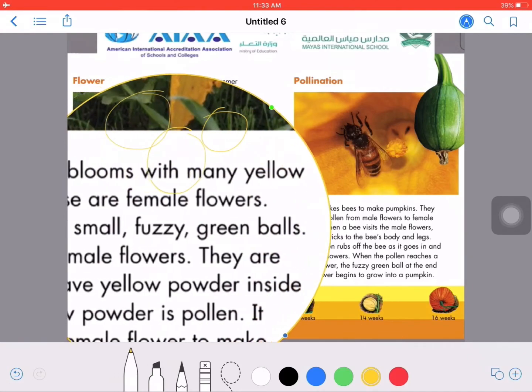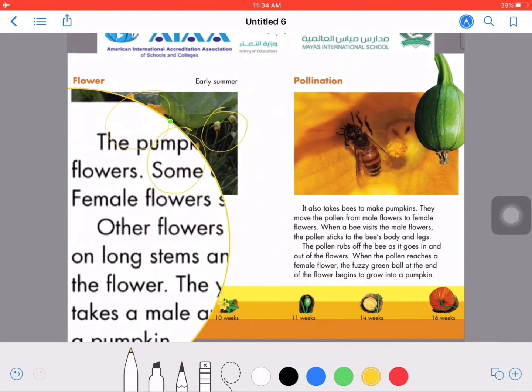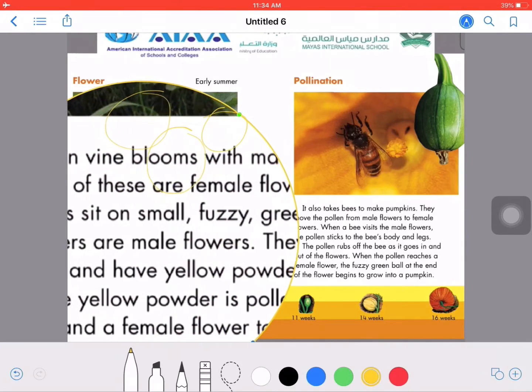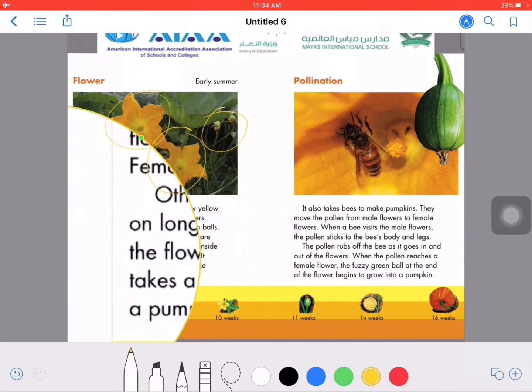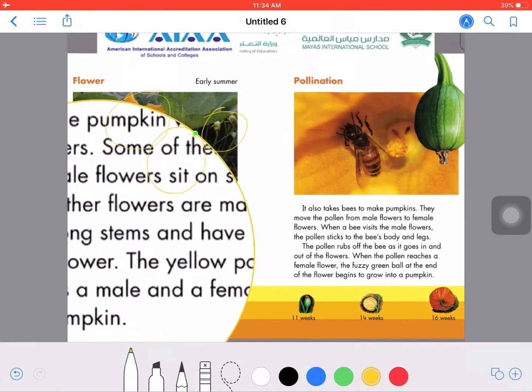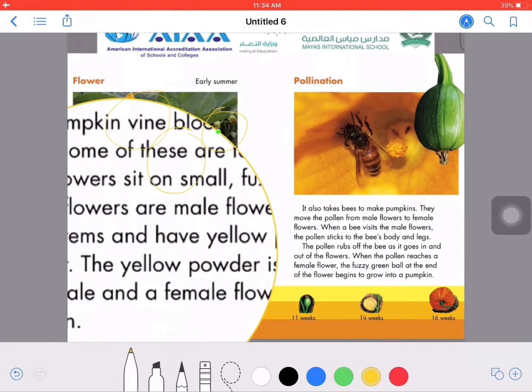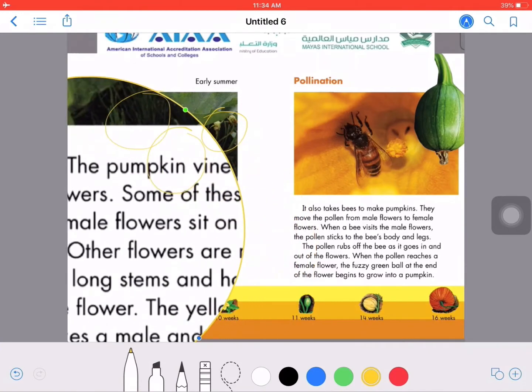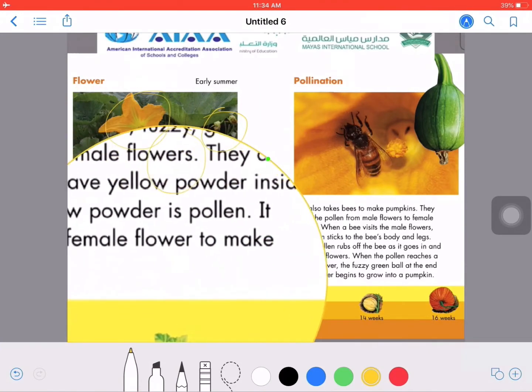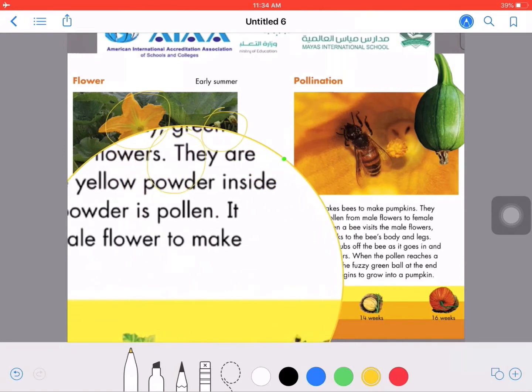Are male flowers. They are on long stems and have yellow powder inside them. Okay? Inside the male flower. To remember, male. What do male flowers have? Powder, yellow powder. What do we call this powder? Here. The yellow powder is pollen. The yellow powder inside the male flower is called what? Pollen.